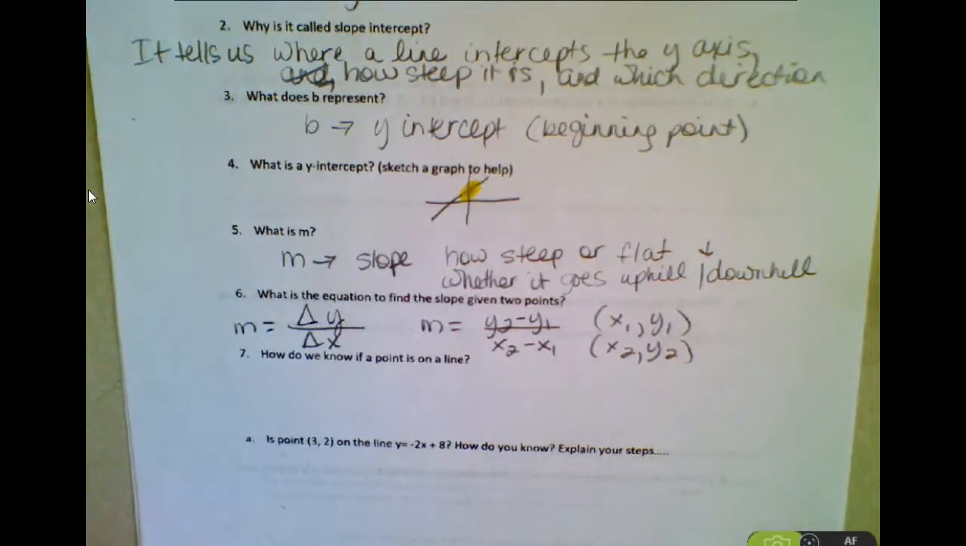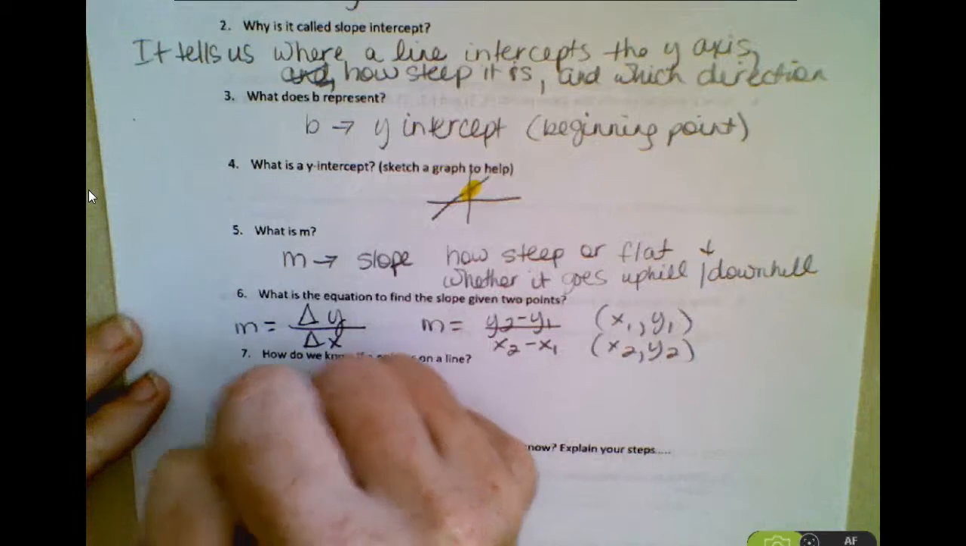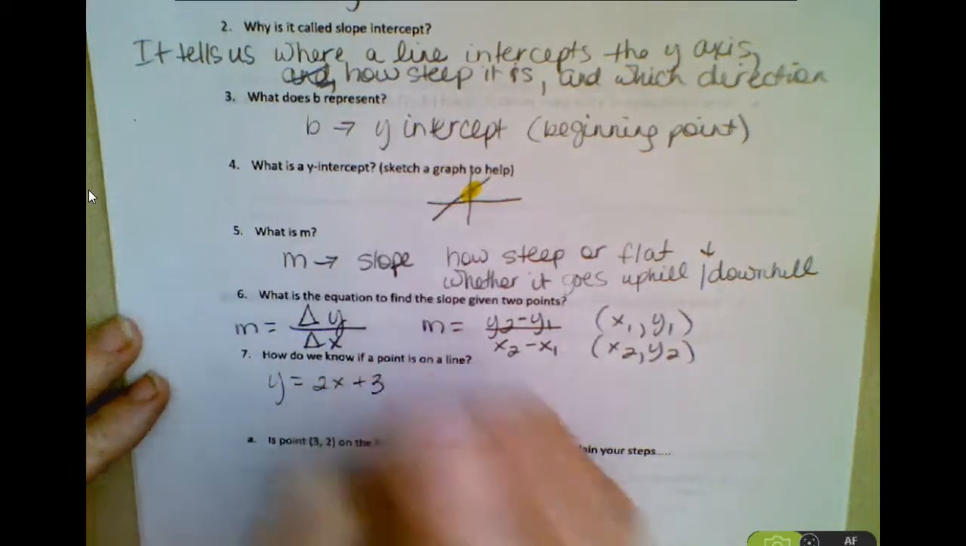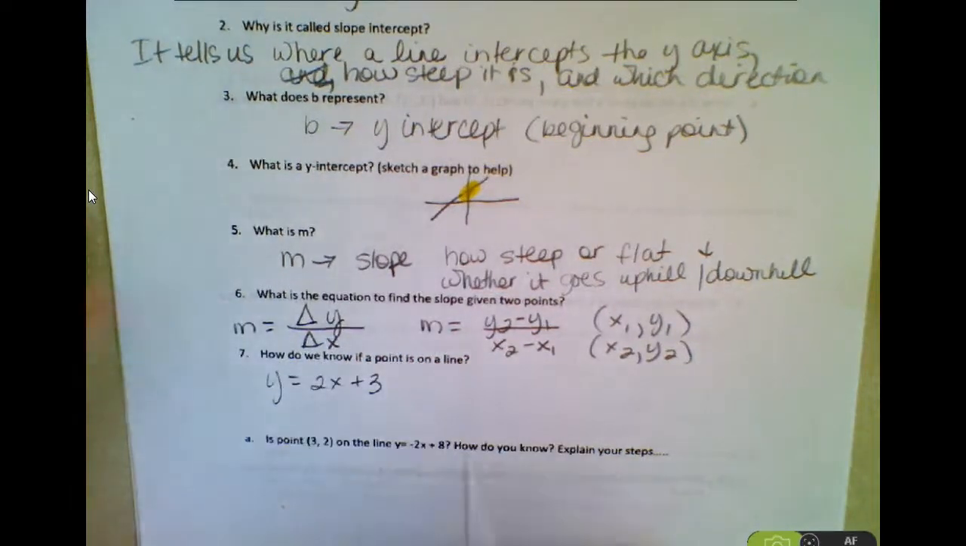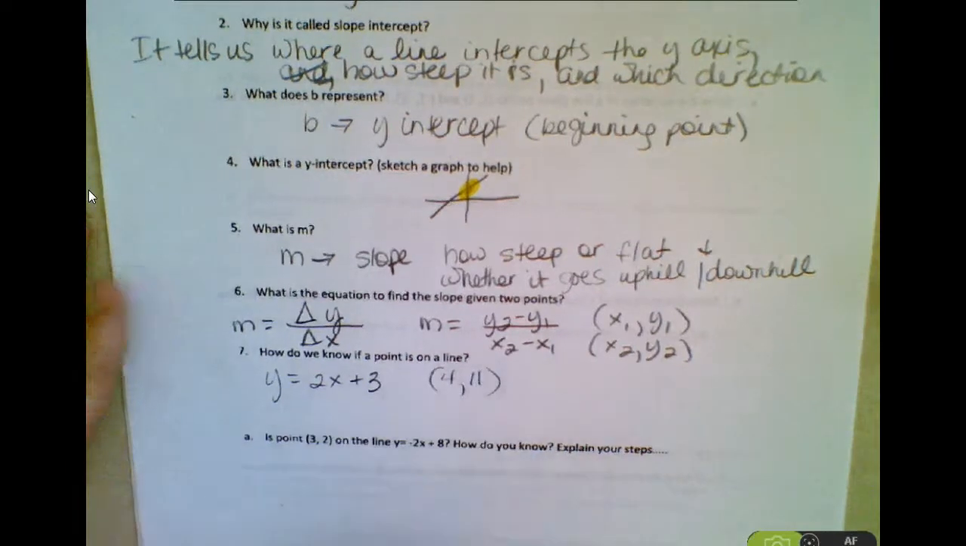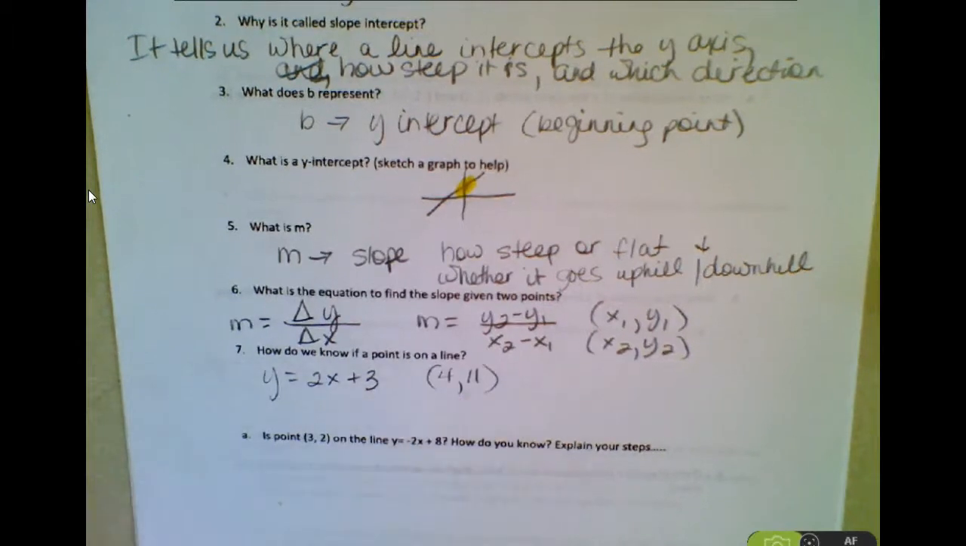Okay? How do we know if a point is on the line? Noelle? How do we know if a point is on a line? So say I give you y equals 2x plus 3, and I want to know if the point (4, 11) is on that line. How would I figure that out? Well, couldn't you do the vertical line test? You could graph it. That's one way. How about algebraically? What's a way that we can check to see if that point is really on that line? Vanessa? You plug it in.